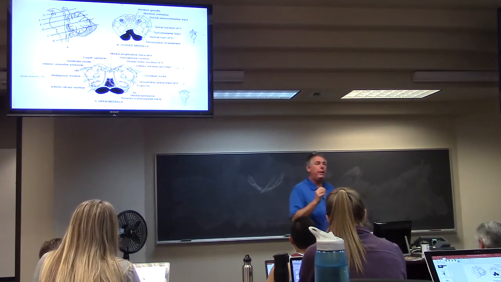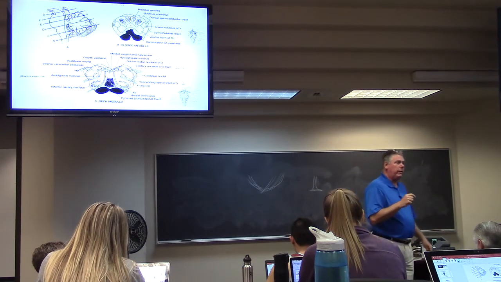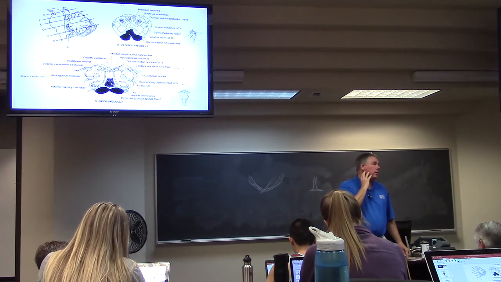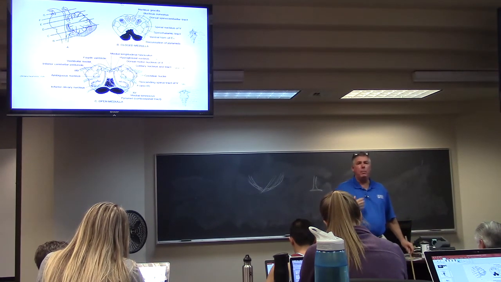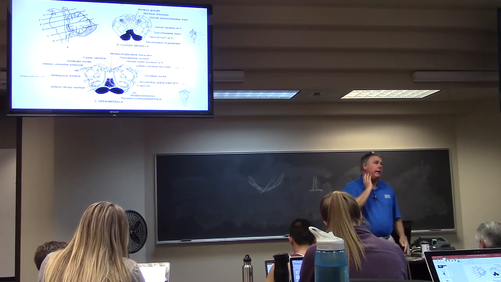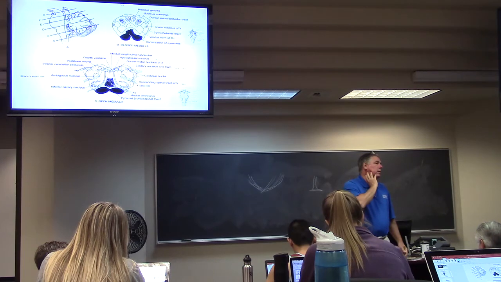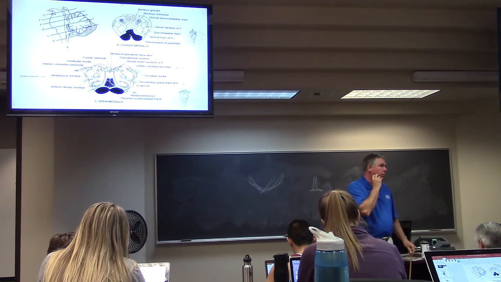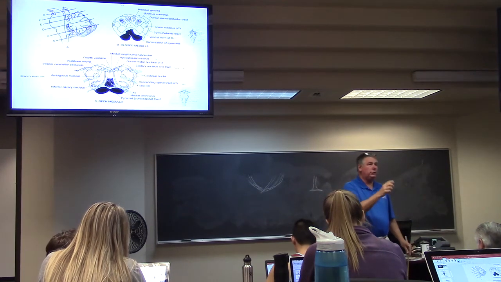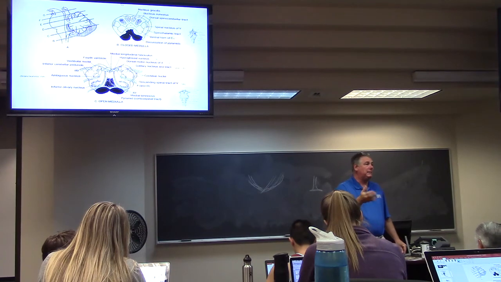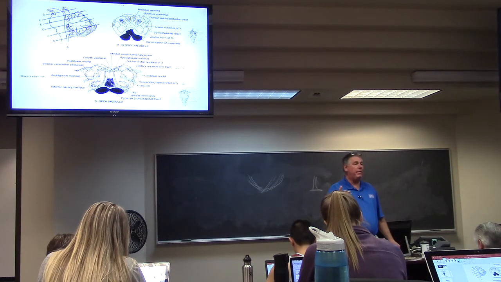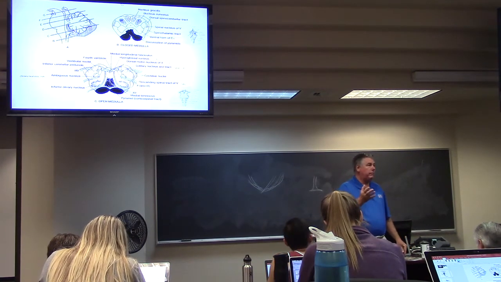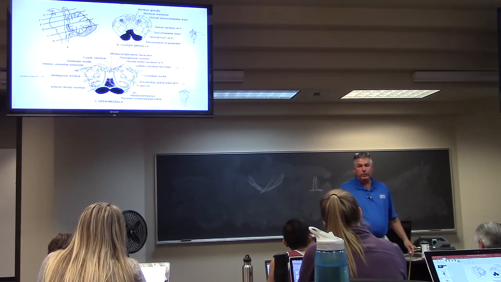Branchiomeric origin muscles are those that are derived from the branchial arches. They're not myotome muscles like the pectoralis and stuff. They come off of the arches. So the first arch gives rise to the mandible. The muscles that are associated with the mandible are the muscles of mastication, which are innervated by the 5th nerve.